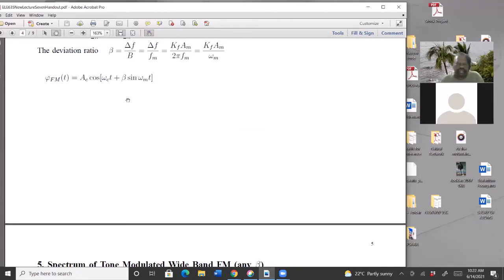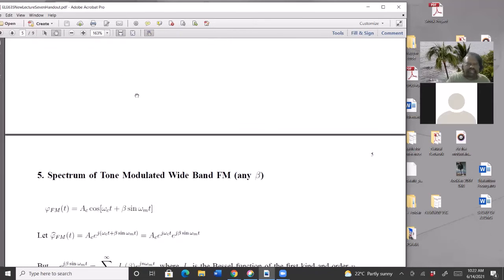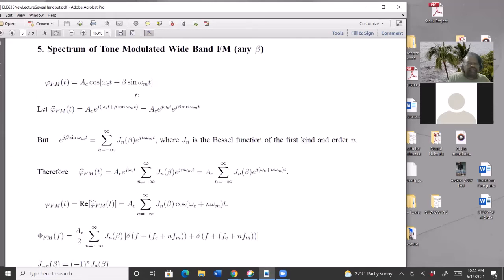Now, we are going to look at the spectrum of this thing. This is where Bessel's function is going to come. Okay, so what we do is, just like before, we write a complex number whose real part is this. So we make up this complex number, which is A sub c e to the j omega c t plus beta sine omega m t. And then we split it into A sub c e to the j omega c t times e to the j beta sine omega m t.